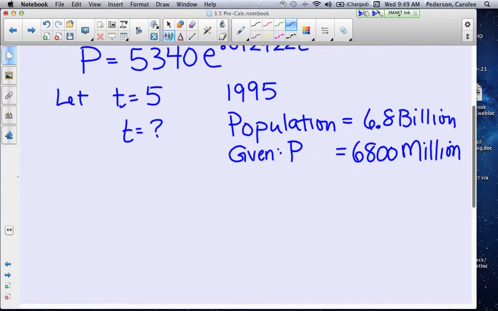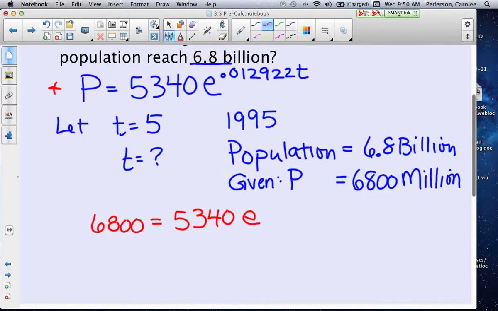So that's our end amount. We want to find out when that would actually happen in the future. Let's go ahead and substitute it into the formula. Where is that 6,800 going to go? On the left side, do you agree? We use this formula right here. 6,800 is our end amount of the population. That's your initial amount, 5,340 million, and then E raised to the decimal. Don't worry, not all of your homework questions will be this long.